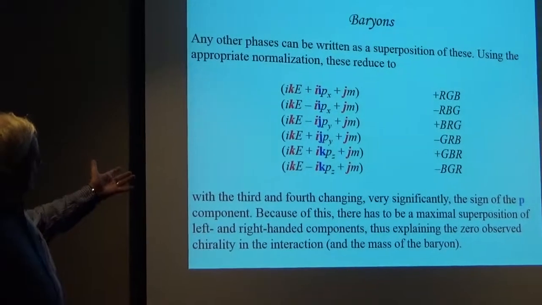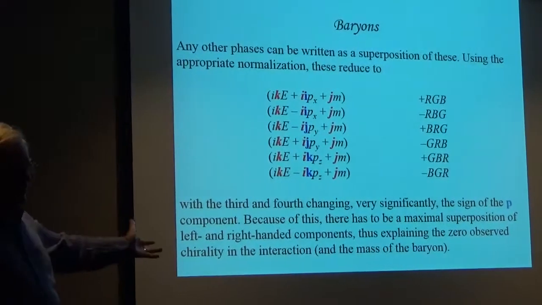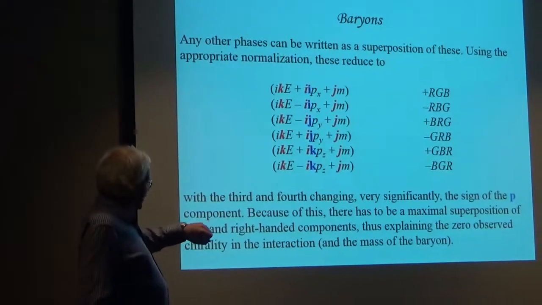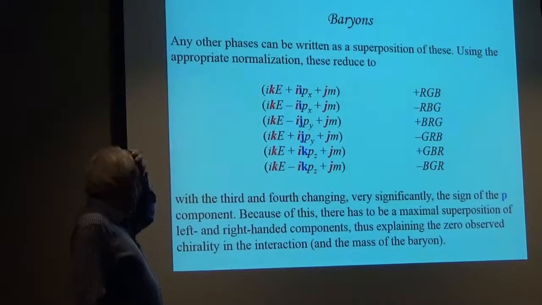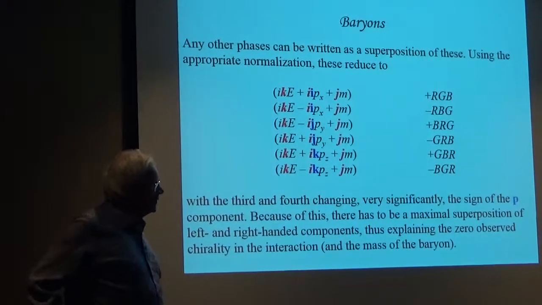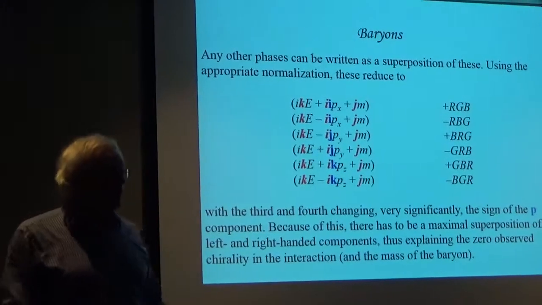So there's no chirality in the strong interaction. Definitely not. There's no chirality in the strong interaction because you've got equal left and right-handedness. And also, equal left and right-handedness means maximizing the mass value. It means you've got to have a mass value.